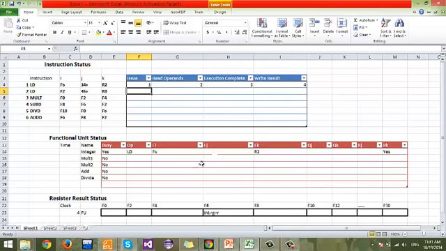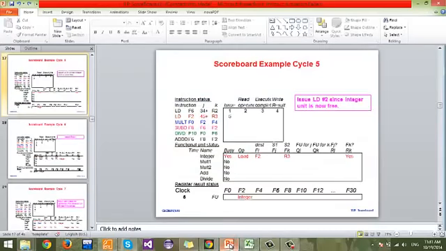And the register result status will remain the same. And what will happen in clock cycle 5? In clock cycle 5, writing is completed by load 1. So what will happen? It will become not busy. Okay, it will become not busy.